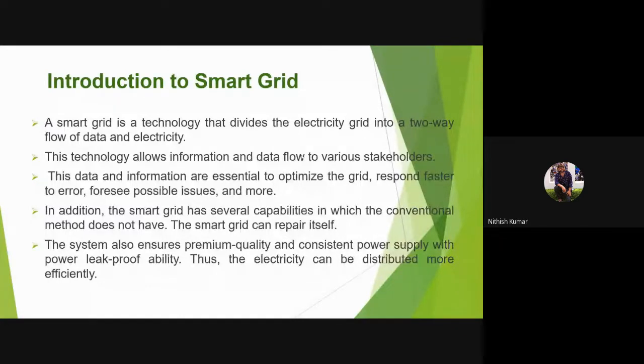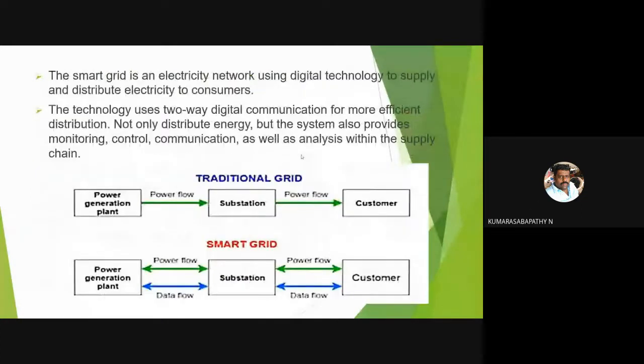Okay. In addition, since the smart grid has several capabilities which the conventional method does not have, the smart grid can even come to a restorative state by itself. The system also ensures premium quality and a consistent power supply with its leak-proof ability, so that electricity can be distributed efficiently.